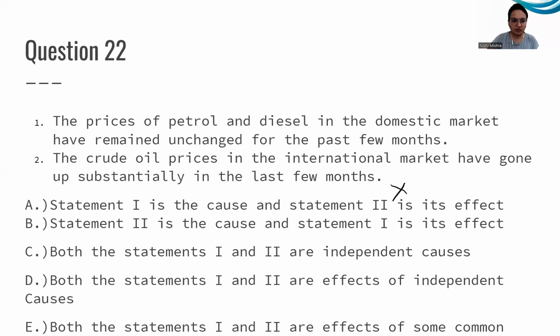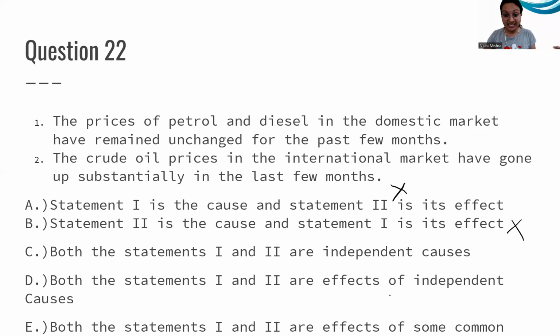There is no relation between them. Statement 2 is the cause and statement 1 is the effect? No. Both statements 1 and 2 are independent causes? Is this a cause? The prices have remained unchanged. This seems to be the result of something. Means there was no inflation or this was a good year, so the prices remained unchanged. So this is a conclusion for something, correct? This is not a cause. This is a result of something.